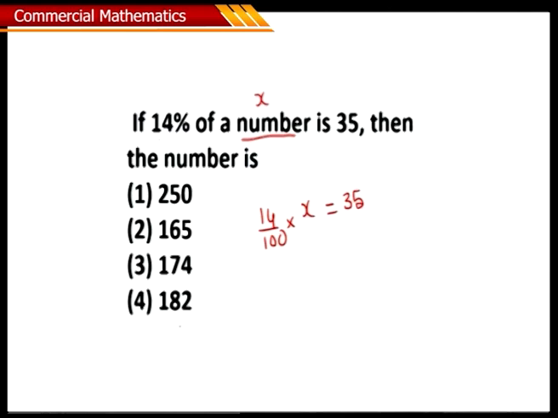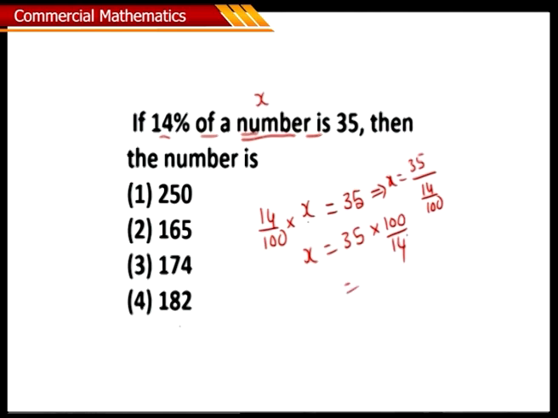If you can convert this into a mathematical expression like this, then it is very easy. Now it is in the form of an equation. Simply, how can we solve this? x is equal to 35, and this 14 by 100 will become 100 by 14. Actually, here you can understand that x is equal to 35 divided by 14 by 100. So that's how you get this.